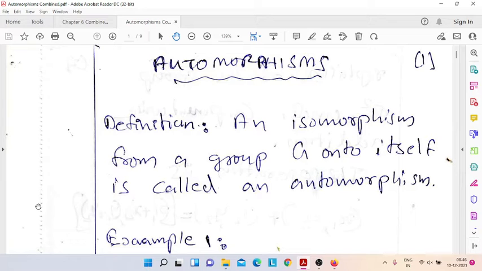First, we see the definition of automorphisms. An isomorphism from a group G onto itself is called an automorphism. So, when we define an automorphism, we don't want two groups, we want only one group.